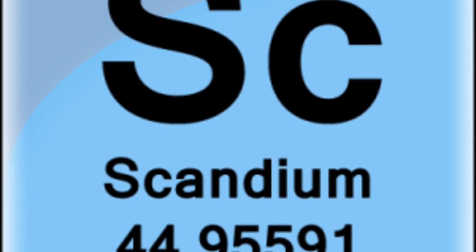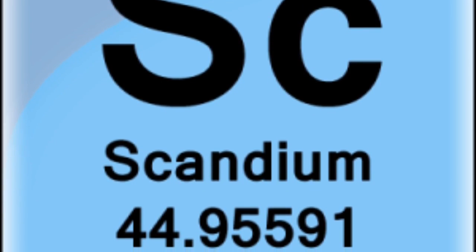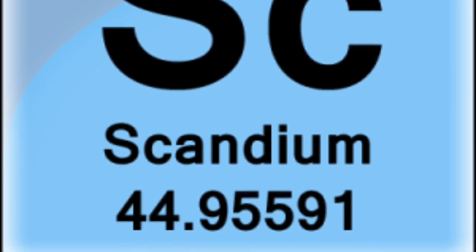Each element is represented by a box on the table. In the top left corner of the box is the element's atomic number. In the middle is the symbol. Under the symbol is the name. Under the name is the atomic mass. Some element symbols do not match their name because they are based off the Greek word for it. For example, gold's symbol is Au.